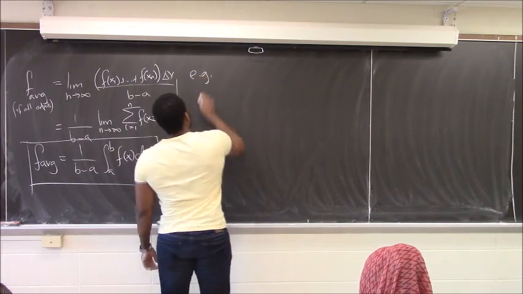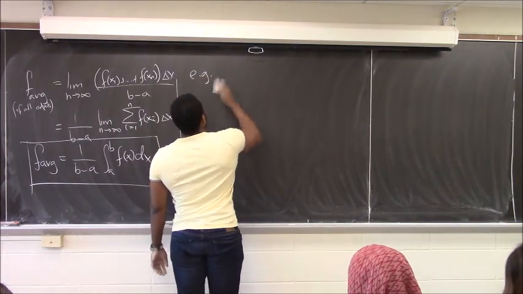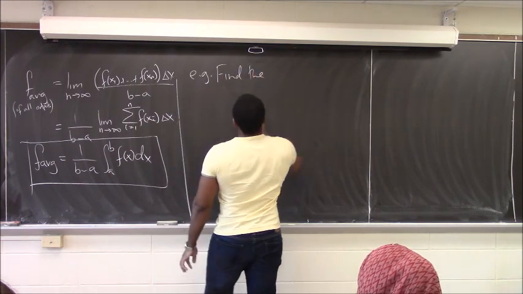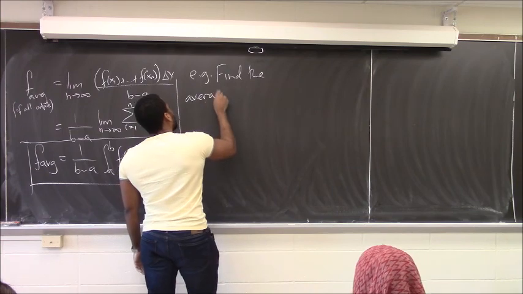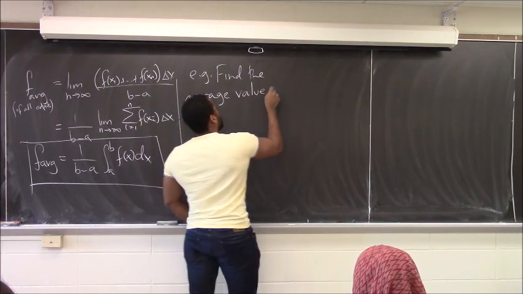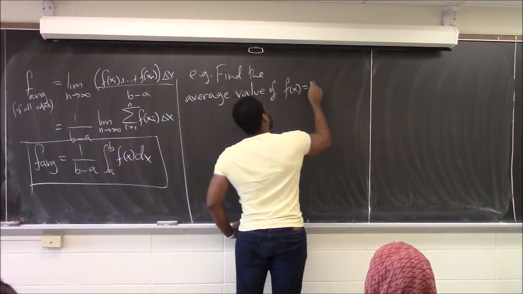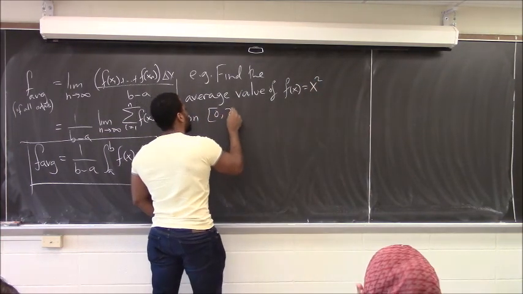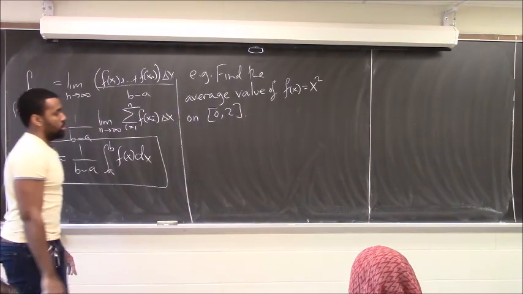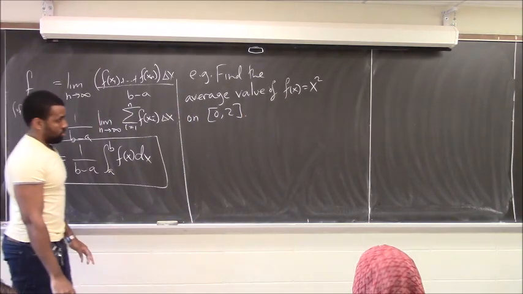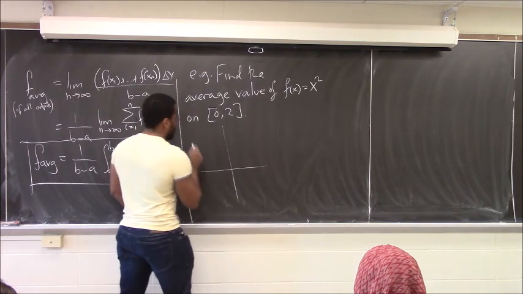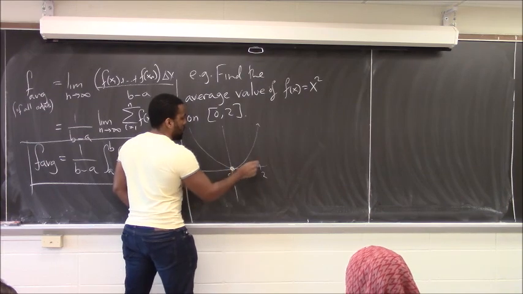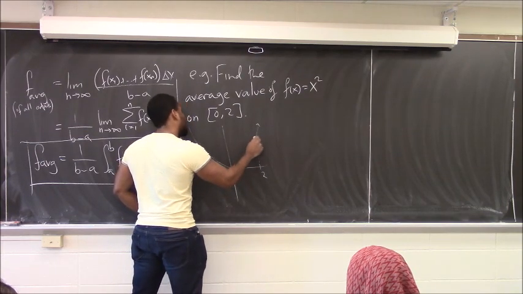Here's an example. Find the average value of x squared on [0, 2]. So we do know y equals x squared looks like this. We're looking at [0, 2]. I only care about this part of the function.